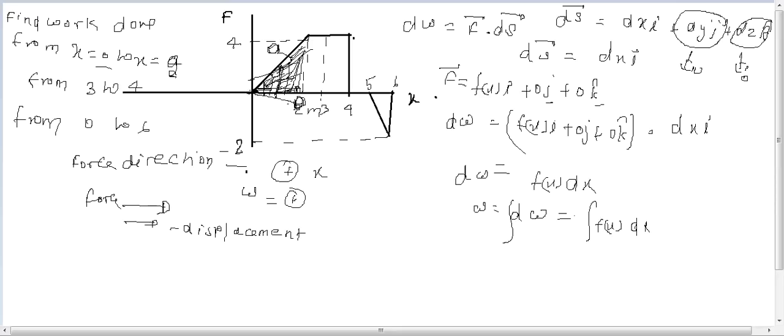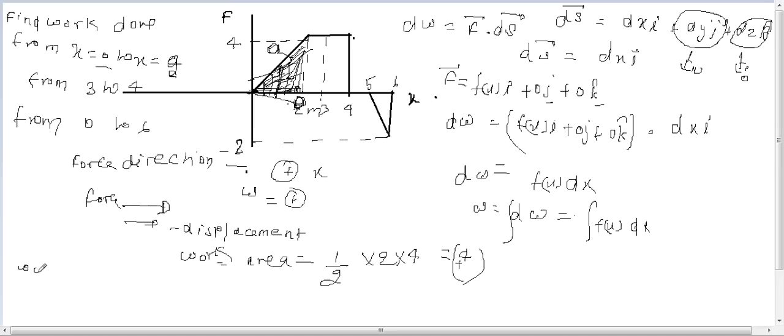So finally we have to find this area somehow. Look, this is the triangle, so the area of this triangle is base into height: 1 by 2 into 2 into 4. This area is the work done, and it is positive. Let me write down plus 4. So the work done from 0 to 2 is plus 4 joule.